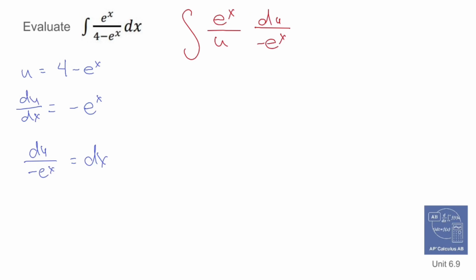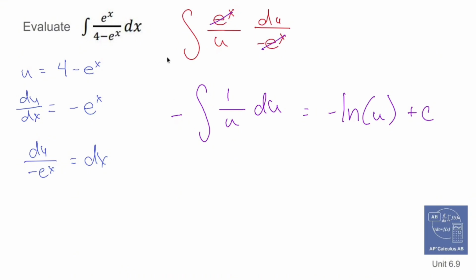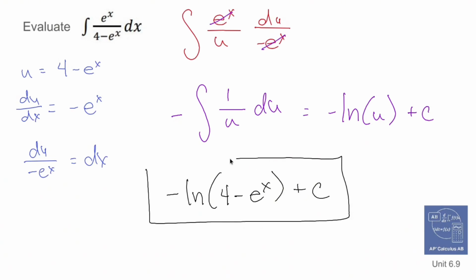So now we're integrating with respect to u. Okay, you go away, you go away. Let's bring a negative out front. So I have the integral of 1 over u du, and the integral of 1 over u is ln of u, so negative ln of u plus that arbitrary c, because this is indefinite. u originally was 4 minus e to the x, so to wrap this up, we have negative ln of 4 minus e to the x plus c, and that's our answer.